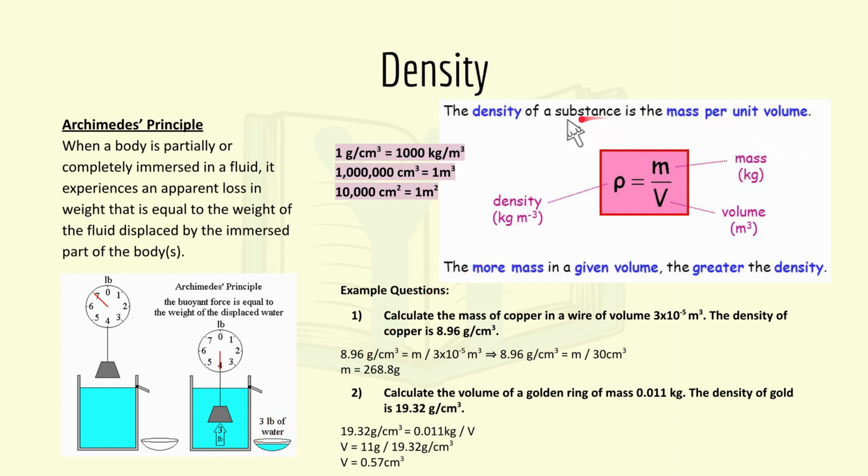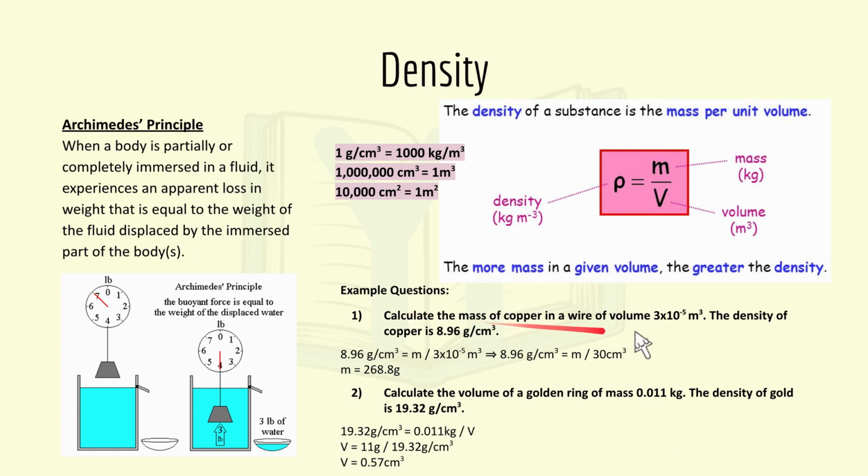So here's the equation for density. The density of a substance is the mass per unit volume, and the symbol for density is rho, a Latin word, ρ equals m divided by V, which is mass and volume, mass in kg and volume in m cubed, and density is kg divided by m cubed, which is kg m to the power of -3. And the more mass in a given volume, the greater the density.